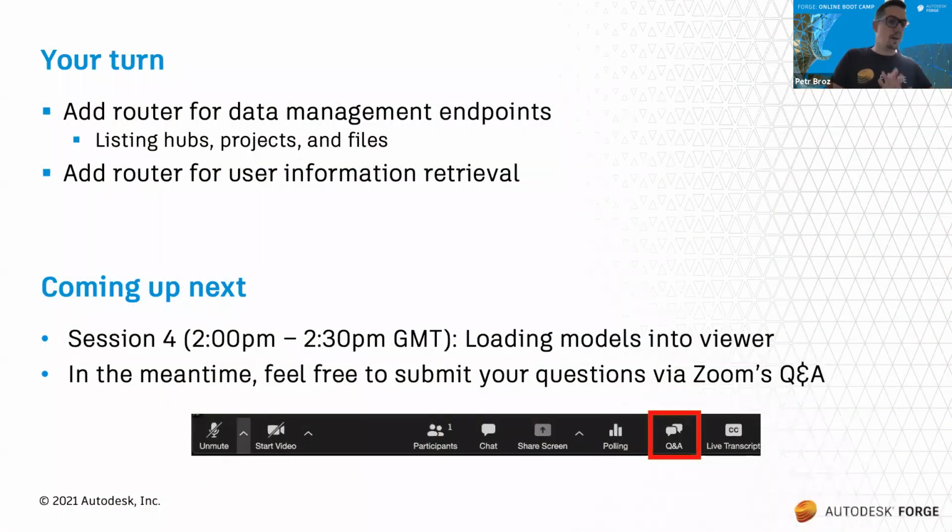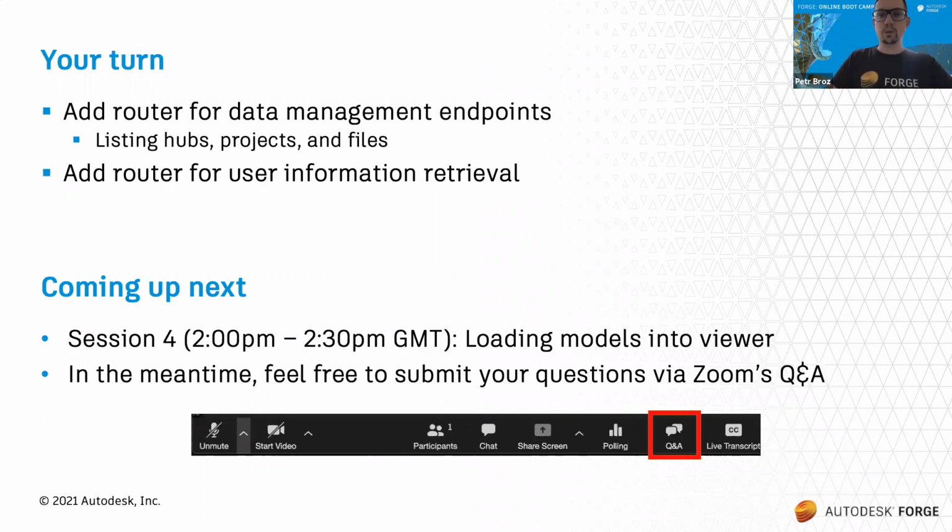So now it's your turn. Again, try and follow our steps as well. Add a new router to your server to handle all the data management requests. So retrieving a list of hubs, projects, folders, items, versions. And also add your user information router that will be able to handle the request to /API/forge/user/profile and return information about the user that we can then use in the web page.